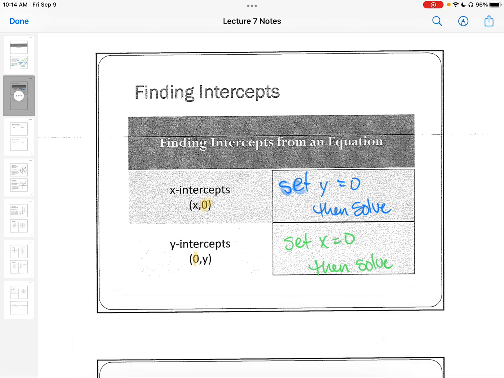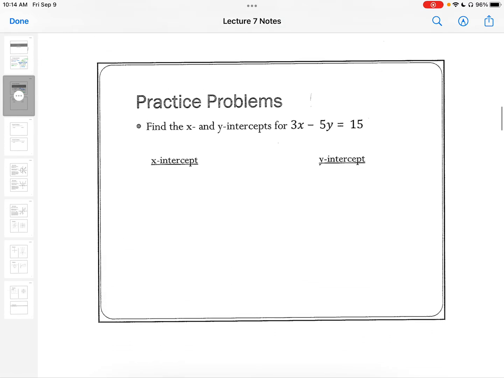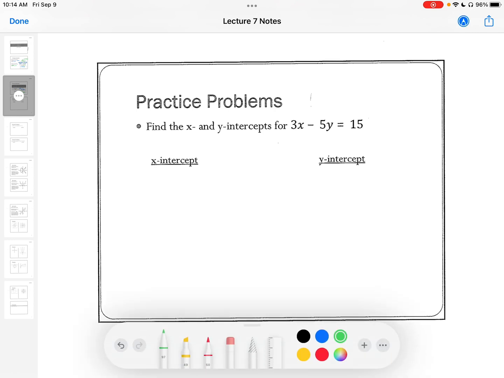So let's just do some practice problems with this here. It says find the x and y intercepts for 3x minus 5y equals 15. I've already got this written on your notes, but it is good practice to make sure that you separate these just so that you know which is which.